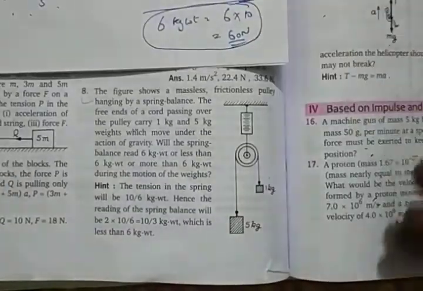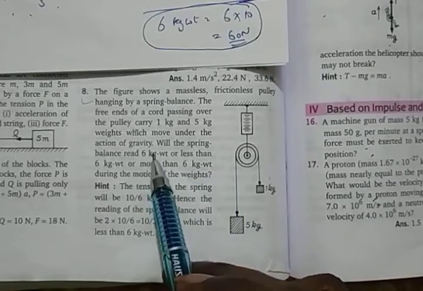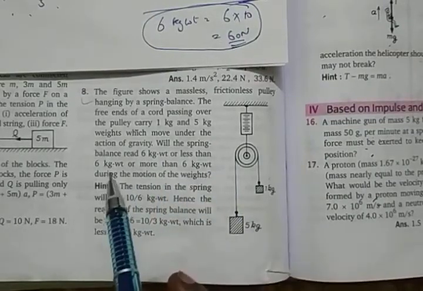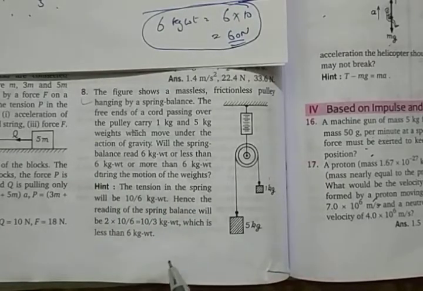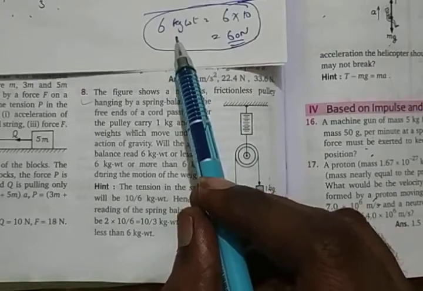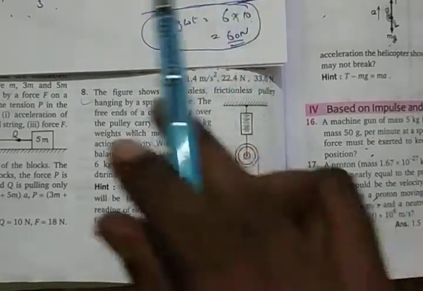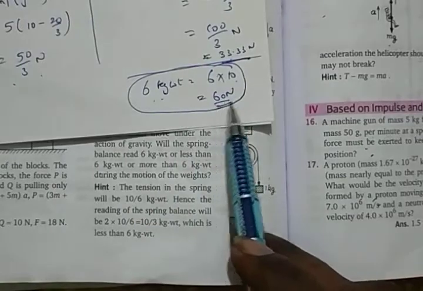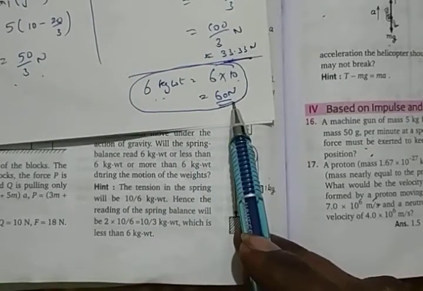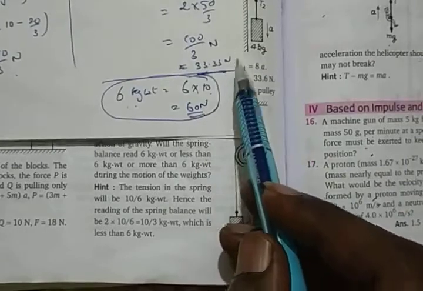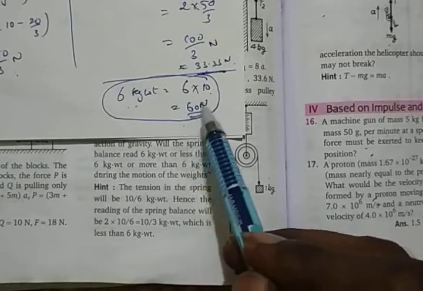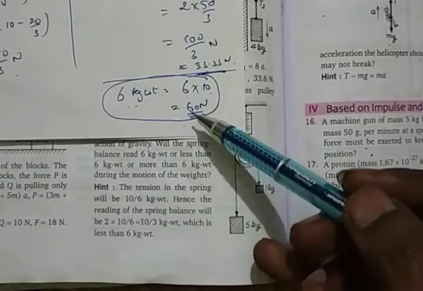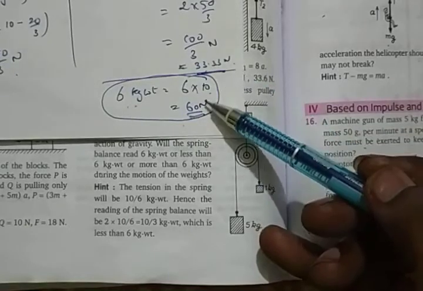Now the question here is: will the spring balance read 6 kg weight, or less than 6 kg weight, or more than 6 kg weight? Now what is a 6 kg weight? 6 kg weight means 6 into 9.8 or 6 into 10. So 60 newtons should be there. Already you are getting only 33.33 newtons. So 60 newtons is the highest one. It is the maximum one. So it will be less than 60 newtons.